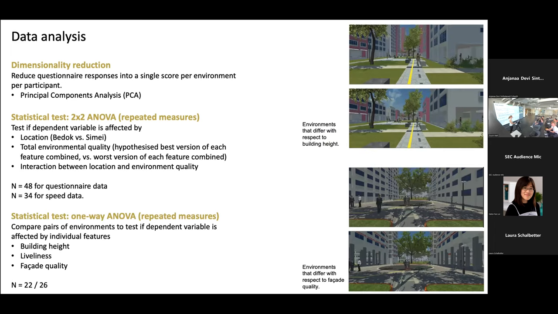And then to find out whether the individual features, so building height, facade quality, liveliness, had an effect on walkability, we compared 2 different sets of pairs of environments that differed with respect to only 1 feature at once. So here you can see that these environments are the exact same in terms of building height and the number of people, but the facade quality is different. So then you can compare those ratings to see if the facade quality had an impact. But the sample size for these analyses was smaller because not all the participants experienced all the pairs of environments.